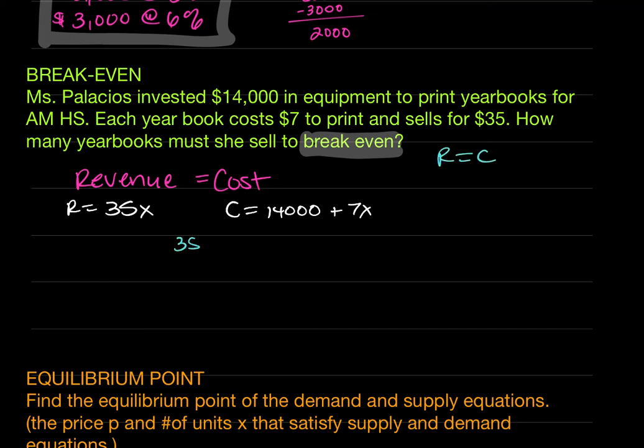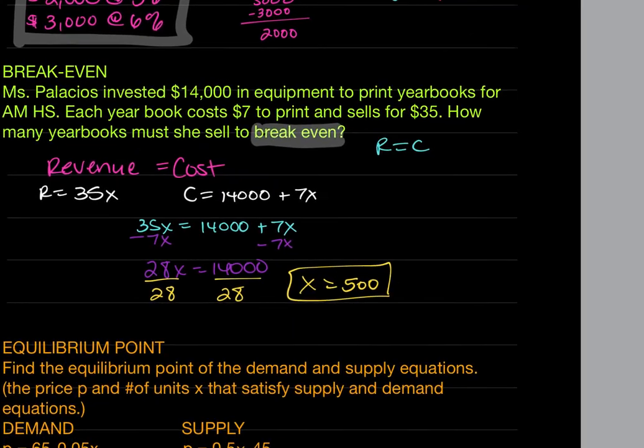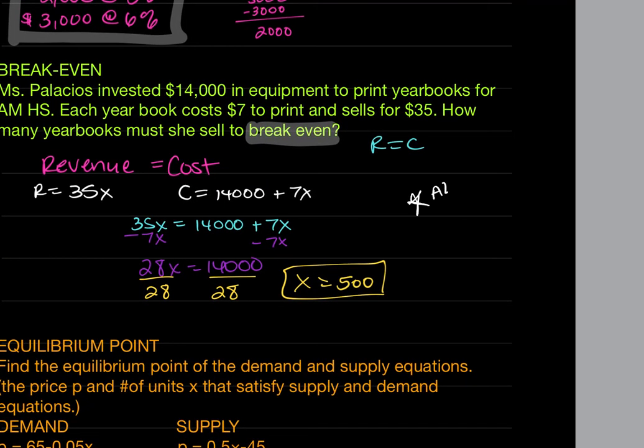So the goal here is to set R equal to C. So I do 35X equals 14,000 plus 7X. Subtract the 7X. 28X equals 14,000. Divide both sides by 28. So this time it's a nice even round number. 500 is how many yearbooks you would have to sell in order to break even. But remember with these, we always round up.